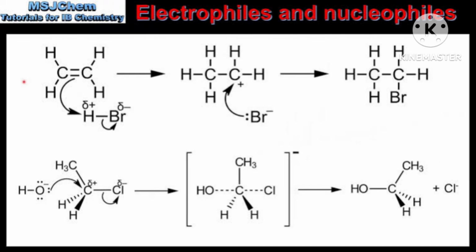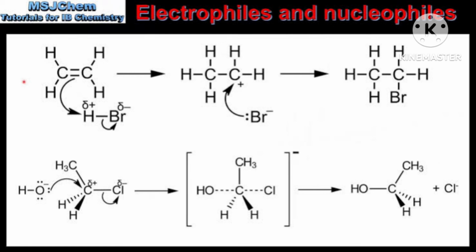CH3 and CH2, one bond is there, and CH2 is attached with the Cl. CH3, CH2, Cl, that is the bond I am talking about. Then the two carbons are attached with each other. Then CH3 and CH2, one bond, and CH2 and Cl, another bond is there.